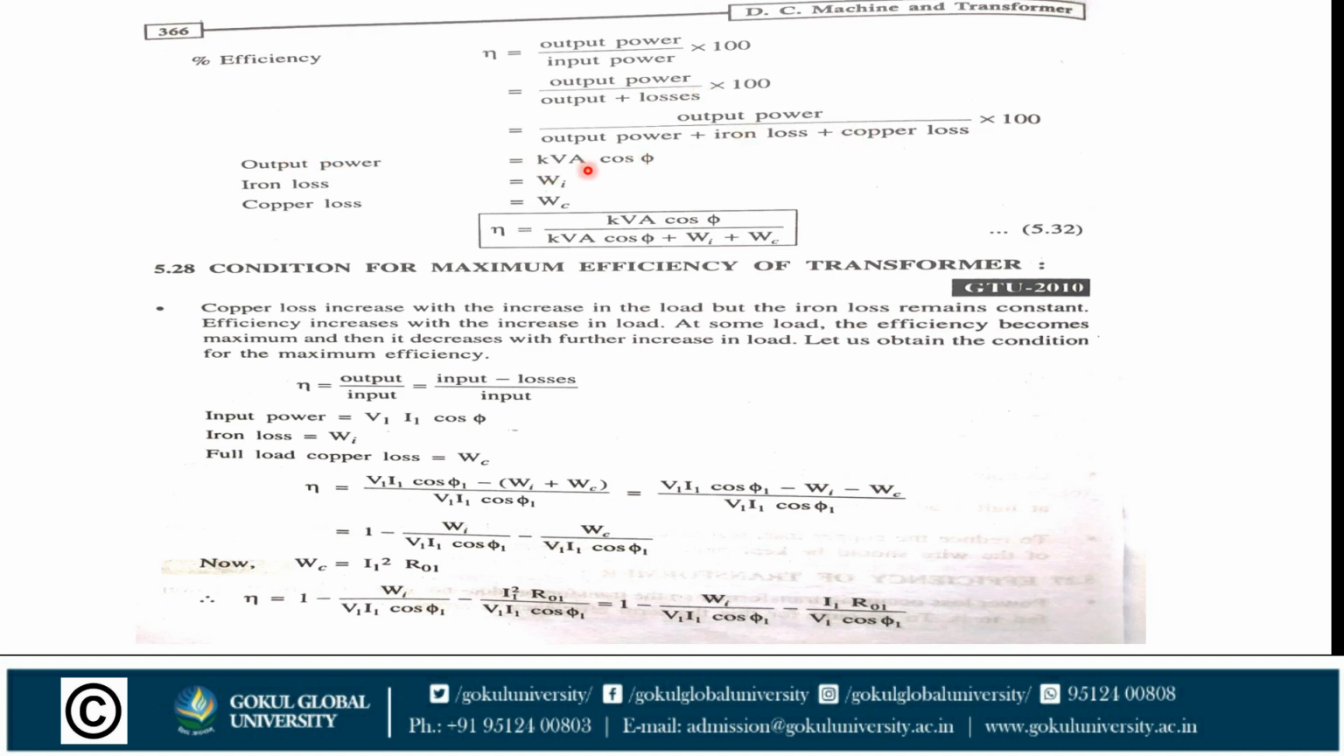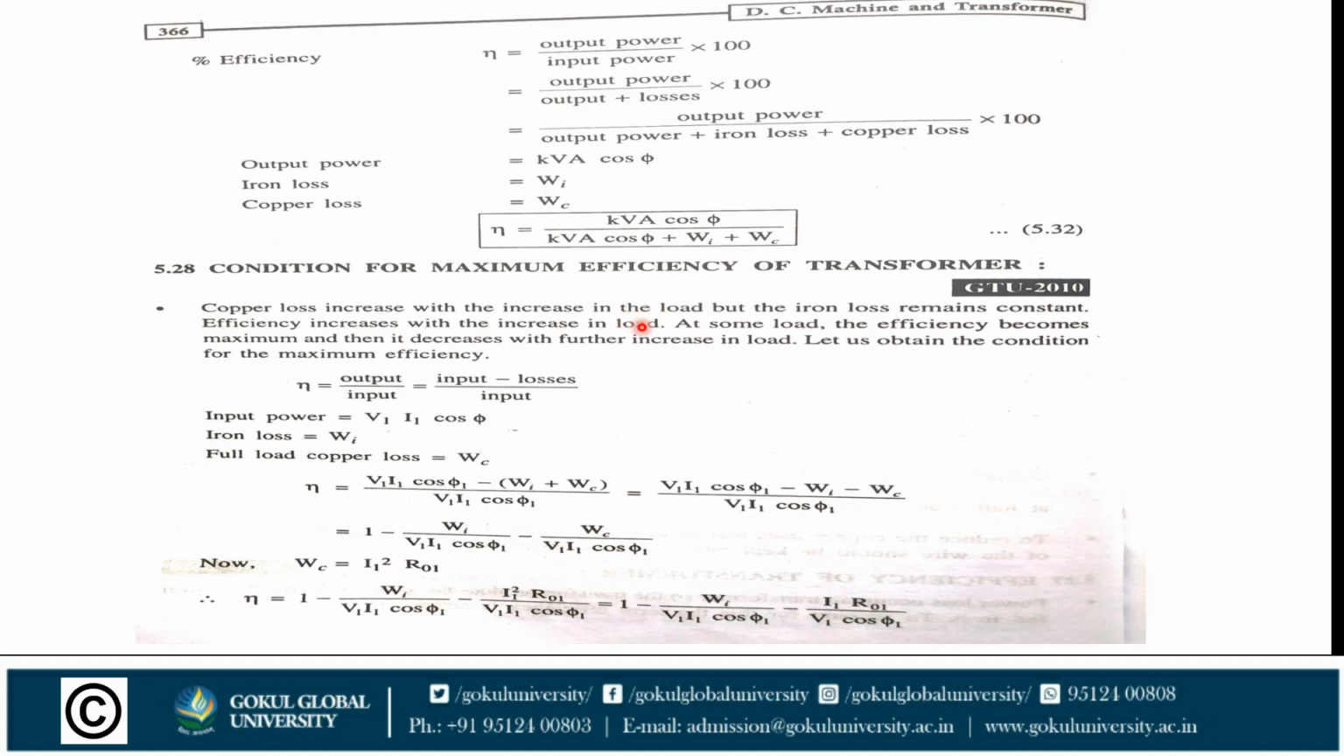Now output power is equal to kVA cos phi. Iron loss we can say Wi, and copper loss we can say Wc. So the equation becomes efficiency is equal to kVA cos phi divided by kVA cos phi plus iron loss plus copper loss. Now we discuss the condition for the maximum efficiency of a transformer. At which condition is the efficiency of the transformer maximum? So we discuss in detail.